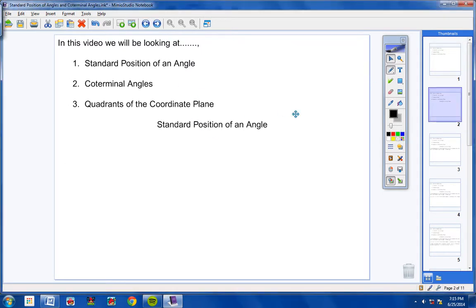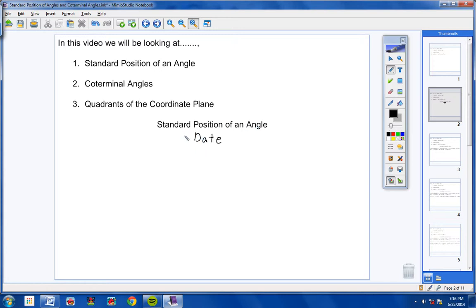Please go ahead and write this heading down. The first heading that I'd like you to write down is standard position of an angle. I would also like you students to go ahead and write the date down so that you have organized notes. So go ahead and copy today's date down. And I'm going to go pretty fast like usual, so if you have to pause the video, please feel free to do that. Okay, standard position of an angle.